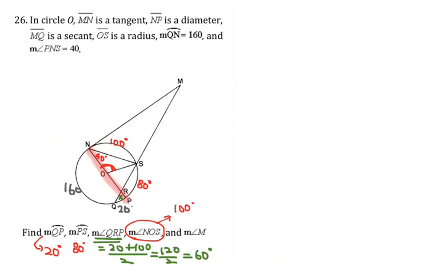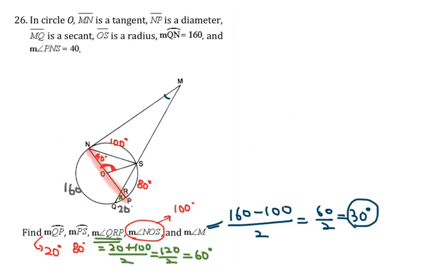How about angle M? Angle M is the angle formed by a tangent and a secant. So what we have to do is take the difference between the outer arc and the inner arc. So 160 minus 100, divided by 2. We get 60 over 2, which is equal to 30. So 30 becomes our final answer for angle M.